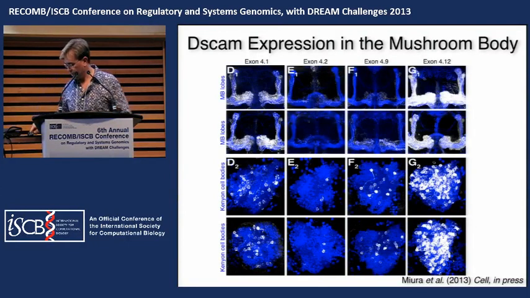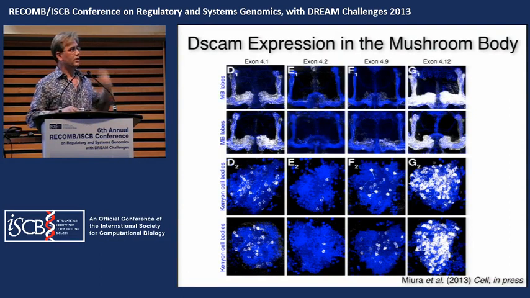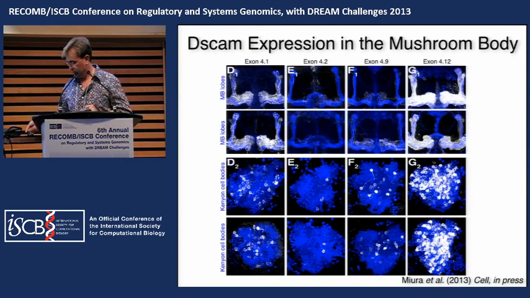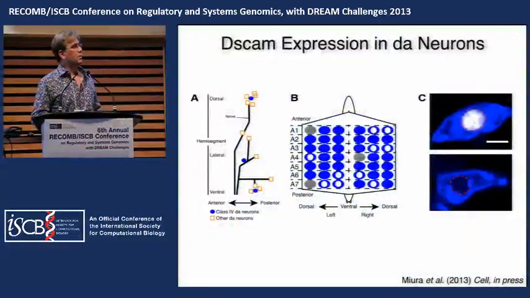Okay. So one thing we can't do, because the mushroom body system is too complex, is pinpoint the same neuron from animal to animal to see if the individual neurons are expressing the same isoform in individual animals. But we can do that with other systems, for instance, the DA neurons in the fly. So these are some peripheral neurons.